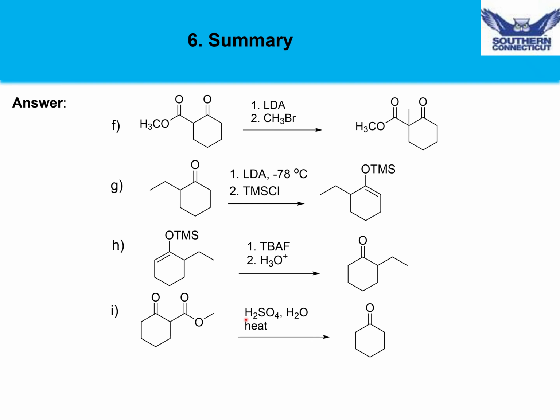In the last step, when we add sulfuric acid and water, the first thing that's going to happen is this ester will become a carboxylic acid. And by having that carboxylic acid with a beta carbonyl next to it, it's going to decarboxylate. So in other words, you're going to remove this group here entirely, and you end up with a ketone.